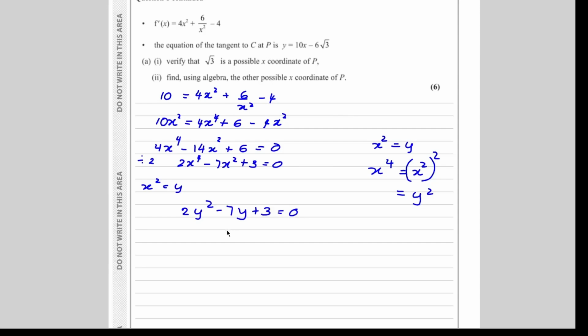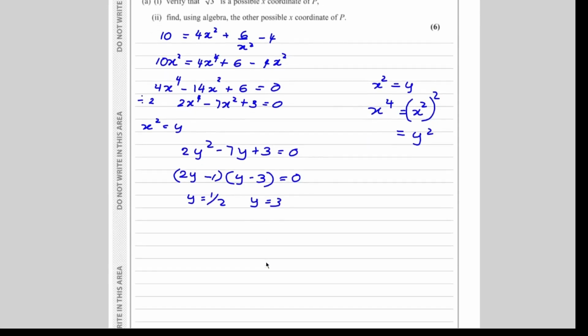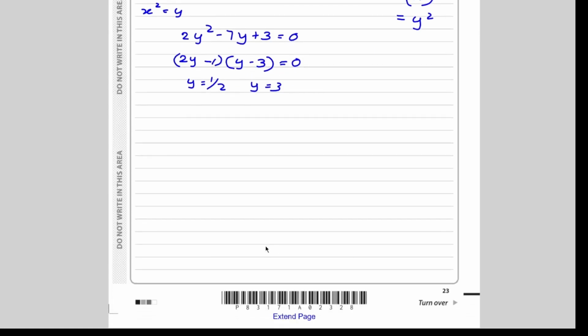So let's solve this equation. Then we can get what y is. When getting factors, you can straight away use factors: 2y minus 1 times y minus 3. Get the factors using the calculator. Then I'm getting y equals half, y equals 3. Now let's substitute to find what x is, because we need to get x, not y.